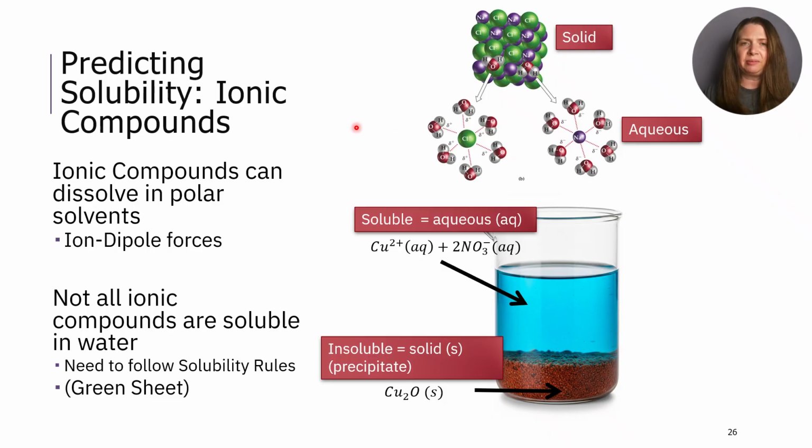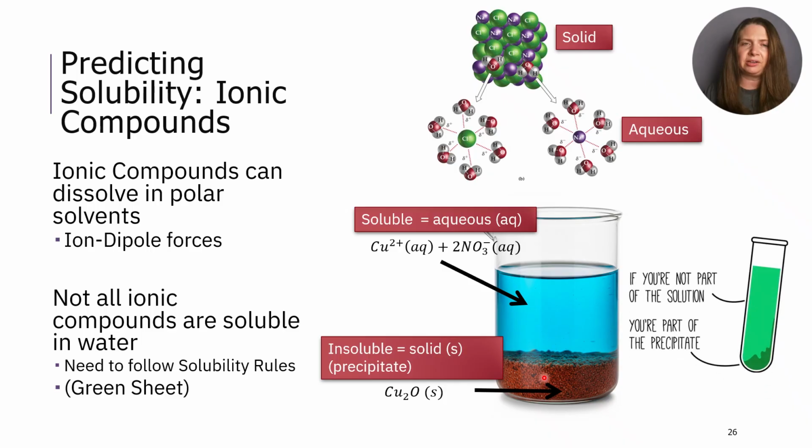For some ionic compounds, the attractive forces between positive and negative ions are stronger than the attractions between ions and the water molecules. Those compounds remain largely undissolved. As a result, some ionic compounds are soluble, while others are insoluble. When a soluble ionic compound dissolves, it separates into its cations and anions and primarily exists in an aqueous solution. An insoluble ionic compound remains primarily a solid precipitate at the bottom of the container.